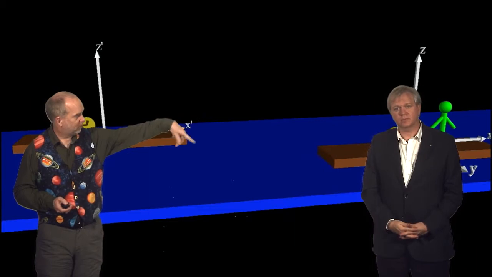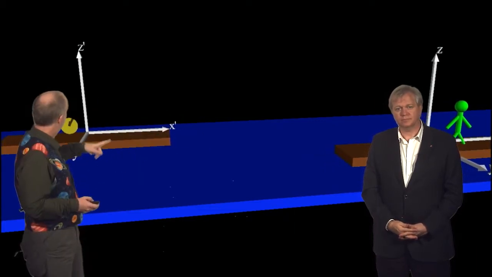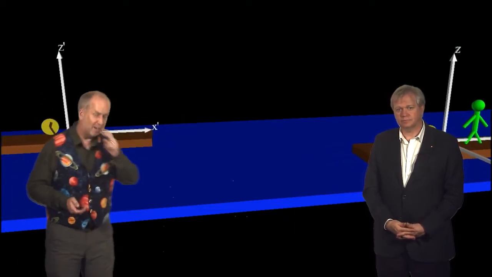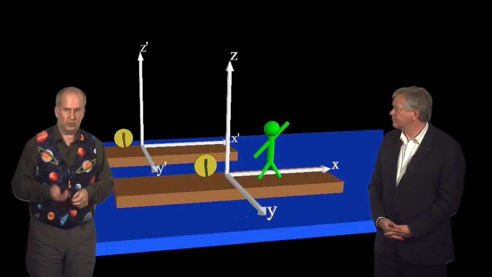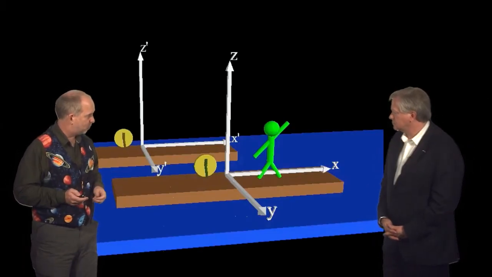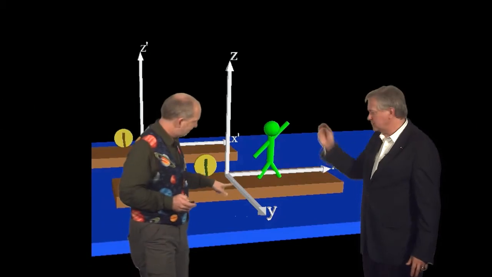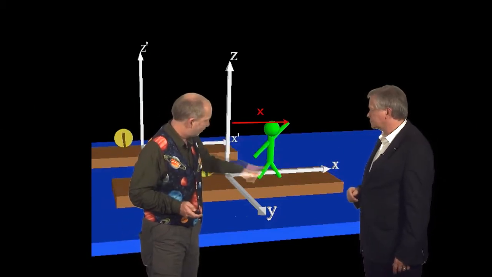Yes, so you're measuring it with respect to your x, y, z, and t, and I'm measuring with respect to my x prime, y prime, z prime, and t prime. So let's look at how we do it. So there's the actual moment, a freeze frame from the image where you've waved your hand up. So I've placed it here. So there's your x coordinate.